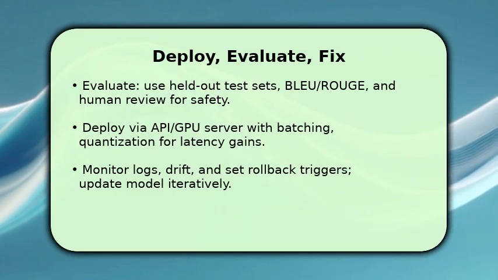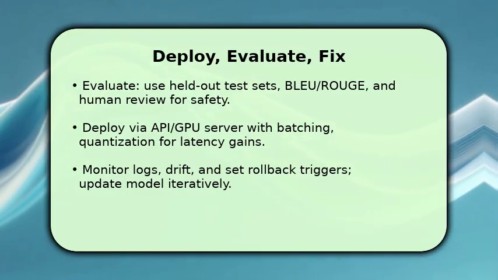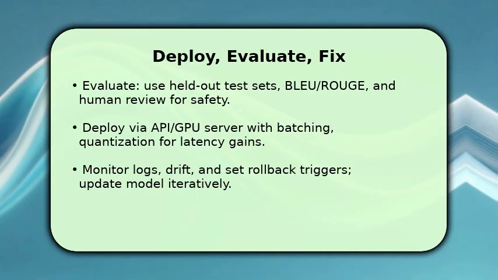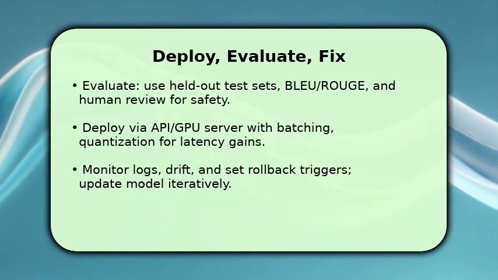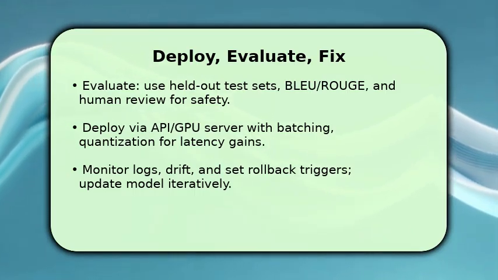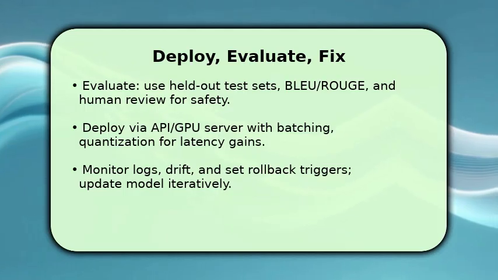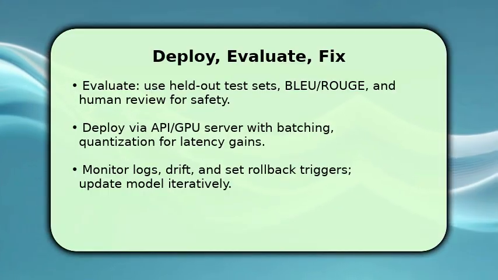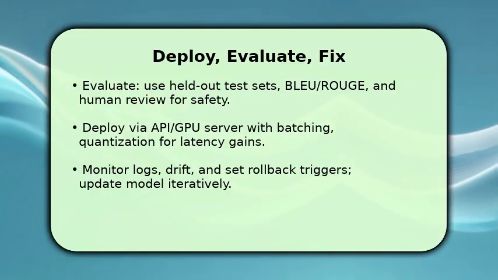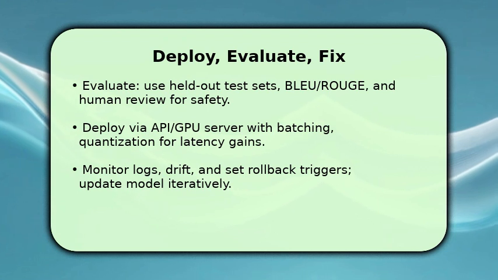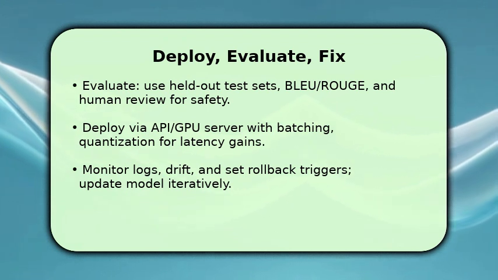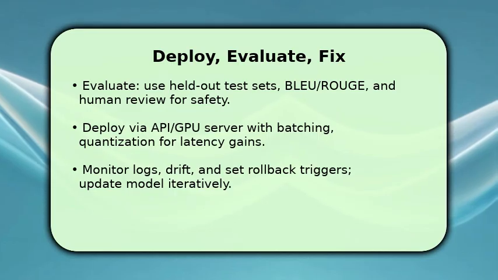Once satisfied, deploy behind an API with batching and optional quantization to reduce latency and cost. Make sure to include rate limits and input sanitization. After deployment, monitor performance, error rates, and data drift, and schedule retraining with fresh data. If things go wrong, revert to the last validated checkpoint and investigate recent data or hyperparameter changes as your primary troubleshooting step.